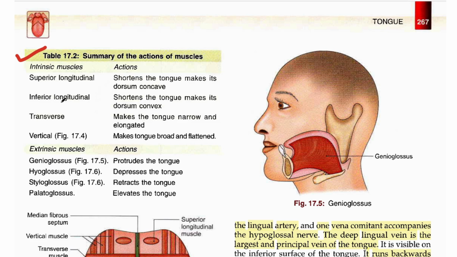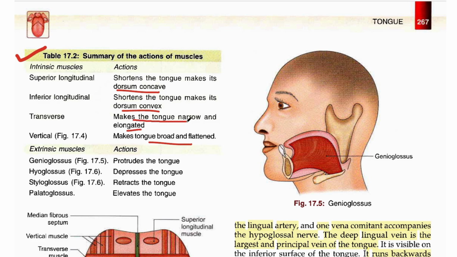Now we move on to the action of the intrinsic muscles, that is superior longitudinal, inferior longitudinal, transverse and vertical. Both the longitudinal muscles will shorten the tongue, but the superior longitudinal makes its dorsum concave, and the inferior longitudinal makes its dorsum convex. This is the differentiating action between the superior and the inferior longitudinal. Transverse, as the name suggests, makes the tongue narrow and elongated. When the tongue is narrow, you will see that the tongue gets elongated. Vertical is just the opposite. It will make the tongue broad and flattened.